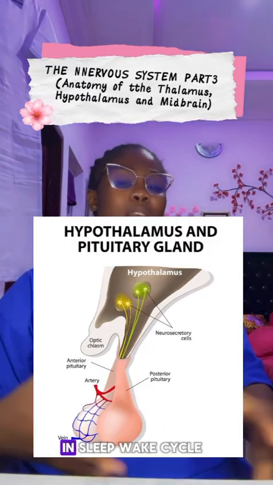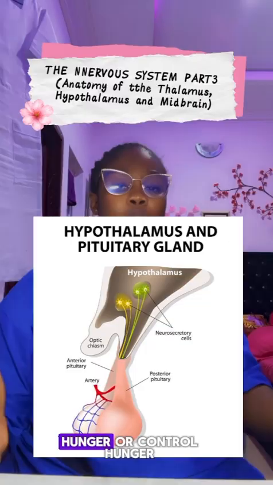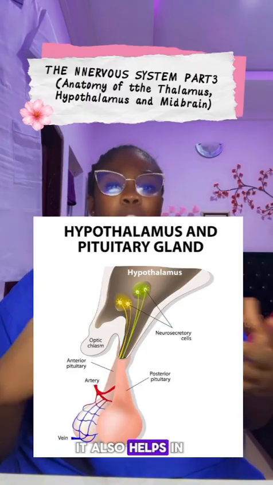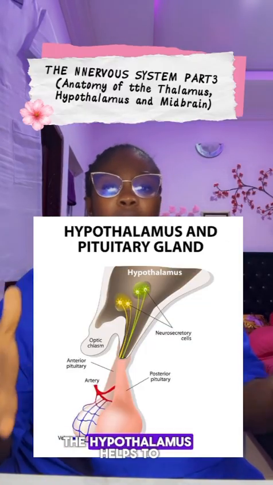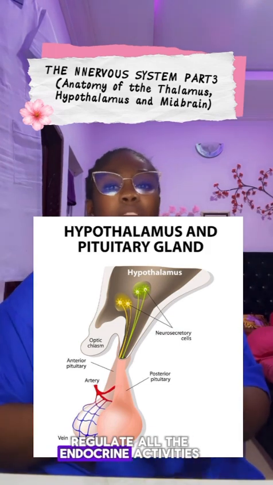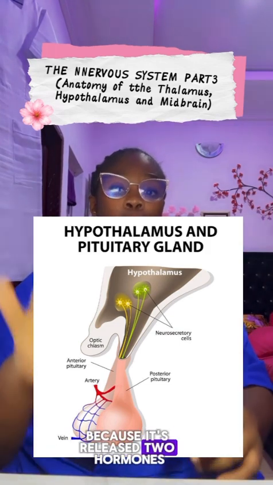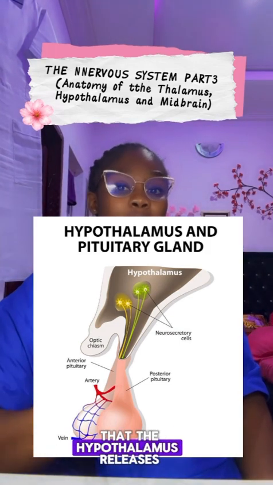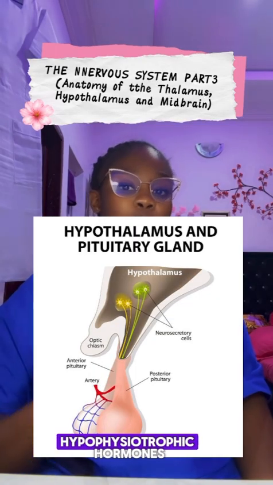Now what are the functions of the hypothalamus? The hypothalamus helps in the sleep-wake cycle. It helps to regulate or control hunger. It also helps in emotions. The hypothalamus helps to regulate all the endocrine activities because it releases two kinds of hormones. These hormones that the hypothalamus releases are called the hypophysiotropic hormones.